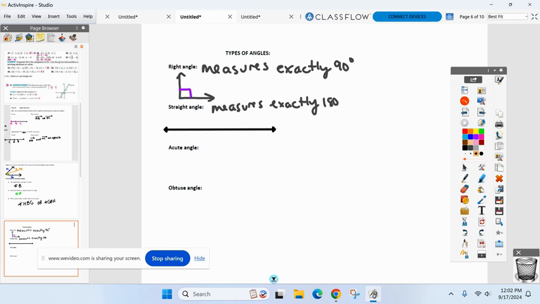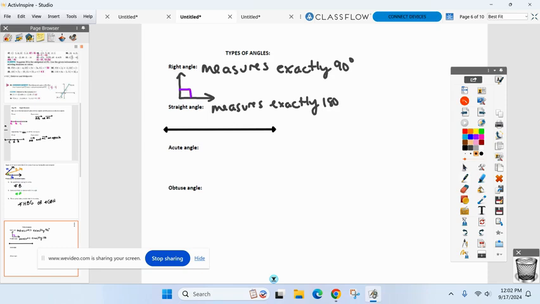You guys heard of an acute angle before? A cute angle. 45 degrees. Colin, 45 degrees is a type of acute angle, yes. It measures less than 90 degrees. Anything less than 90 degrees, yep.